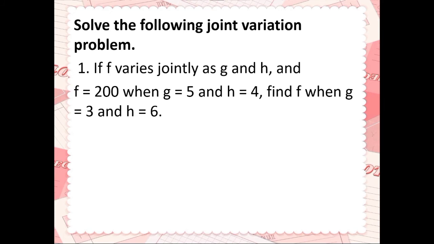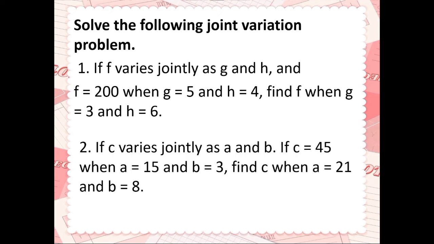Next, solve the following joint variation problem. In number 1, if F varies jointly as G and H, and F is equal to 200 when G is equal to 5 and H is equal to 4, find F when G is equal to 3 and H is equal to 6. For number 2, if C varies jointly as A and B, if C is equal to 45 when A is equal to 15 and B is equal to 3, find C when A is equal to 21 and B is equal to 8.